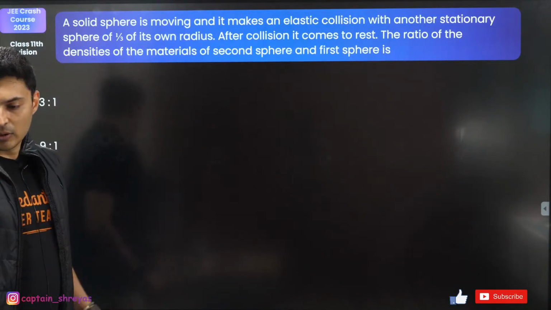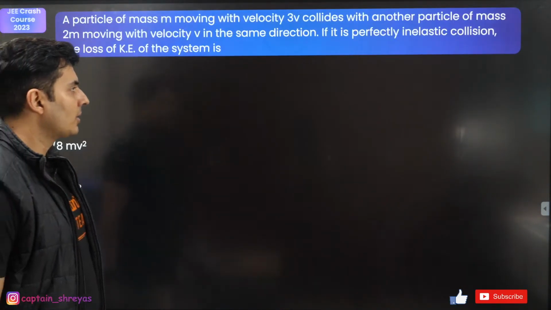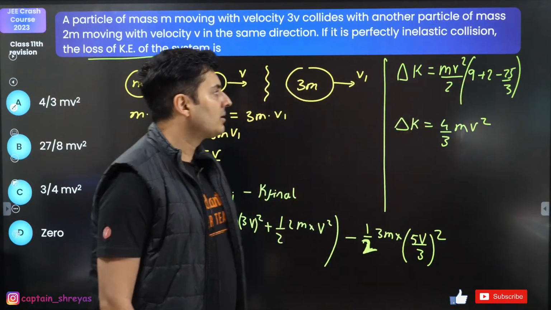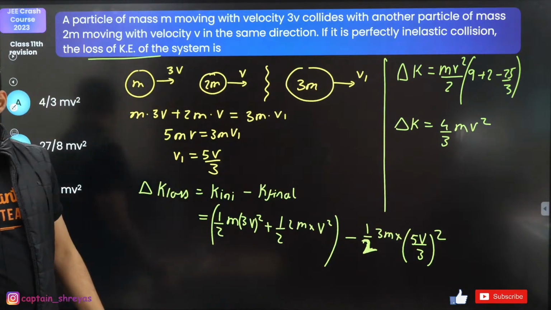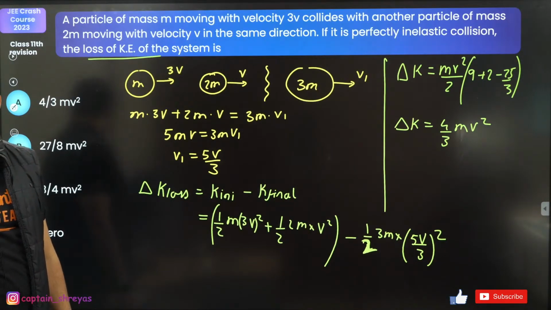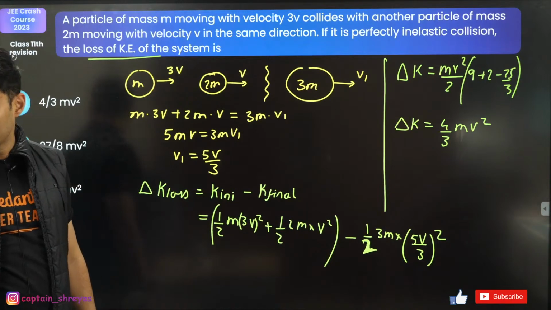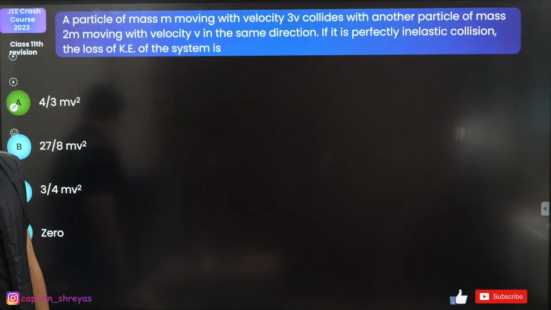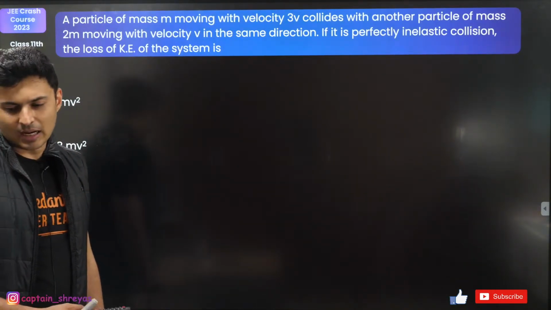Kushi, you did not get the answer. Just check it out once more. See, this was 9. This was not 3. 9 plus 2, and this is 25 by 3. Just check that out. See now if you get it. I think you should get it. After doing the calculations, you should get this as 4 by 3. Just try it out once more.